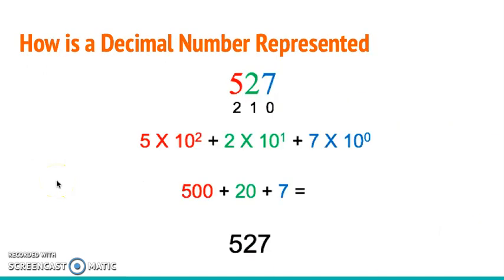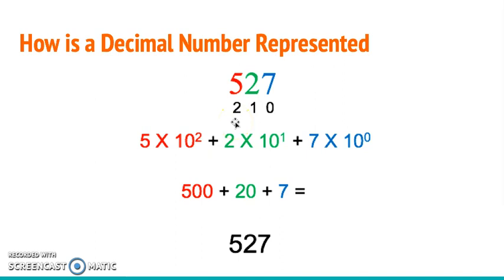If we first understand how a decimal number is represented as an equation, it'll be much easier to understand how a hexadecimal number is later on. So first, as you can see, we'll take the number 527. An easy number. You can see below it the indexes of the numbers. So 7 has the index of 0, 2 has an index of 1, and 5 has an index of 2.